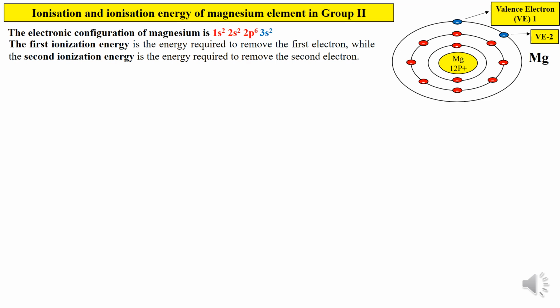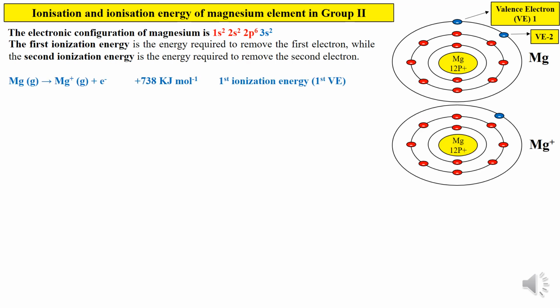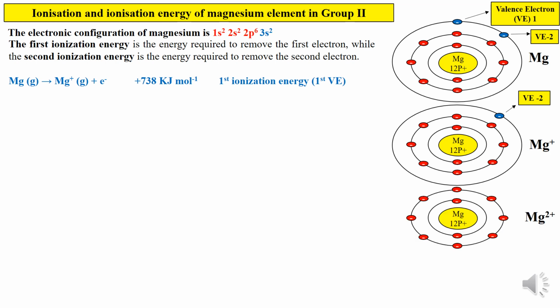And let's see what happens when we remove the first valence electron. When you remove the first electron, it undergoes first ionization, and 738 kilojoules per mole of energy is required. So what is left over now? One more valence electron is left over. Let's try and remove that. When you try and remove the second valence electron, what is the energy required? 1500 kilojoules per mole of energy is required. So this is the amount of energy required to remove the second valence electron.